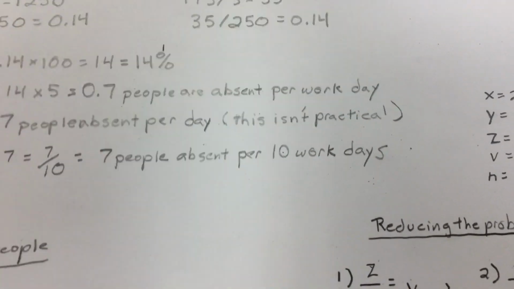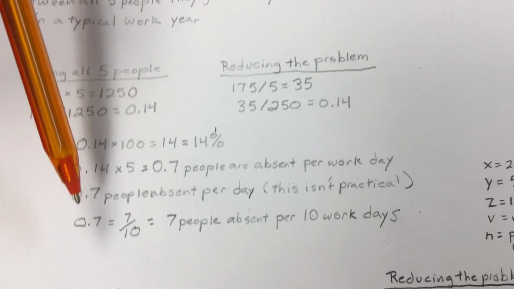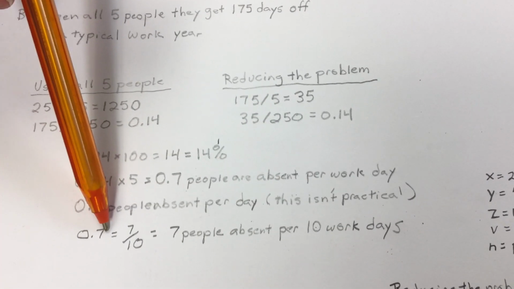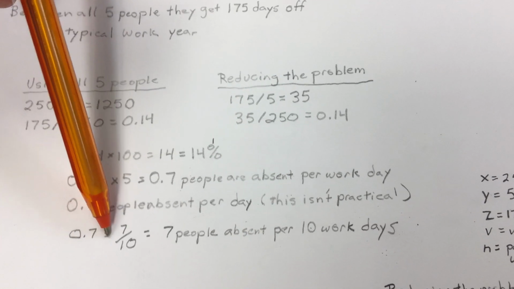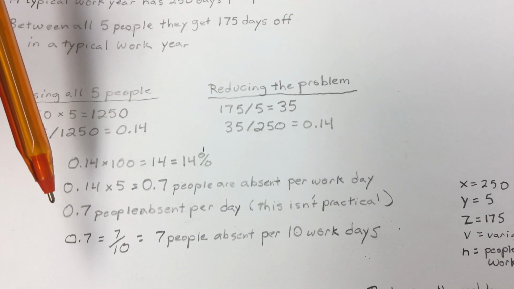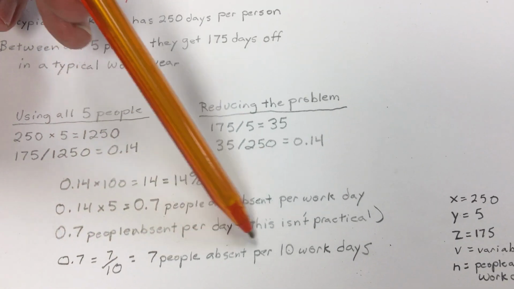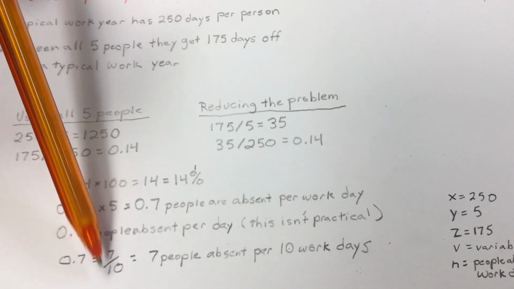I chose to get it to an even rounded number of people. In this case, 0.7 is exactly 7/10. So I'm actually unsimplifying the problem, I guess, which equals 7 people absent per 10 work days. There's your 7 people, there's your work days.